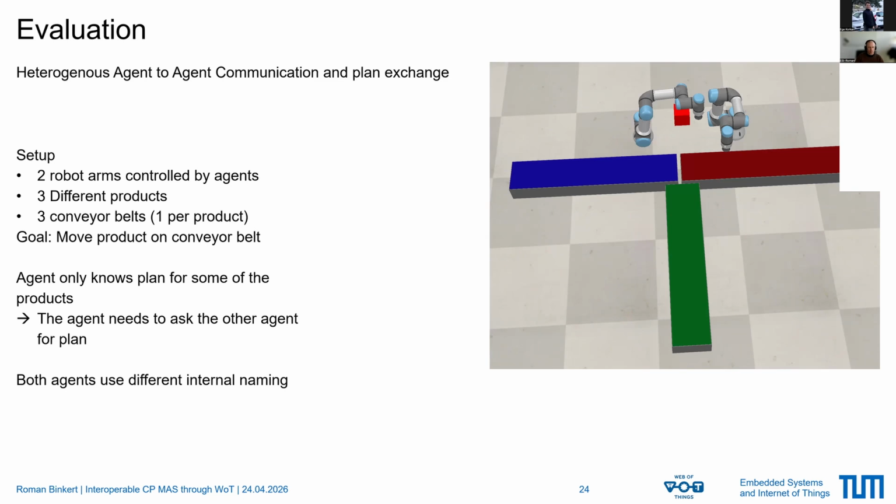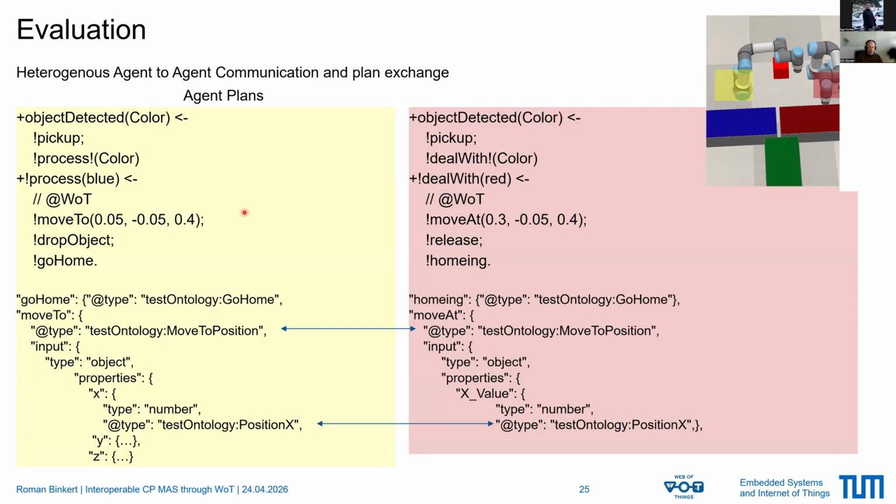Then it looks, for example, something like this. So again, here we have the left-hand agent. It knows that once an object is detected, then I want to first pick up the object, and then I want to process the object. But I have depicted only that it knows how to move an object of color blue. And now we have a red object, so it doesn't know how to move this. And it should ask the other agent if it has a plan.